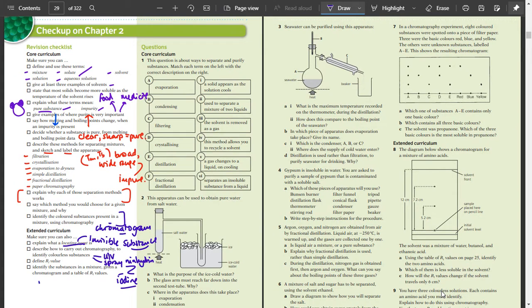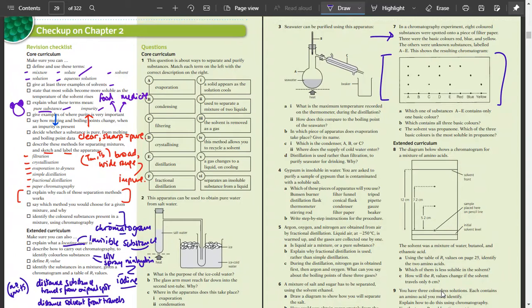Define Rf value. It's the distance that the substance travels from the original spot divided by the distance travelled by the solvent front. That's the top edge of the solvent at the end of the experiment. So there are no units because you're dividing distance by distance. Identifying the substances in a mixture given a chromatogram and a table of Rf values is a very, very common question. I'm going to delve into this question over here.